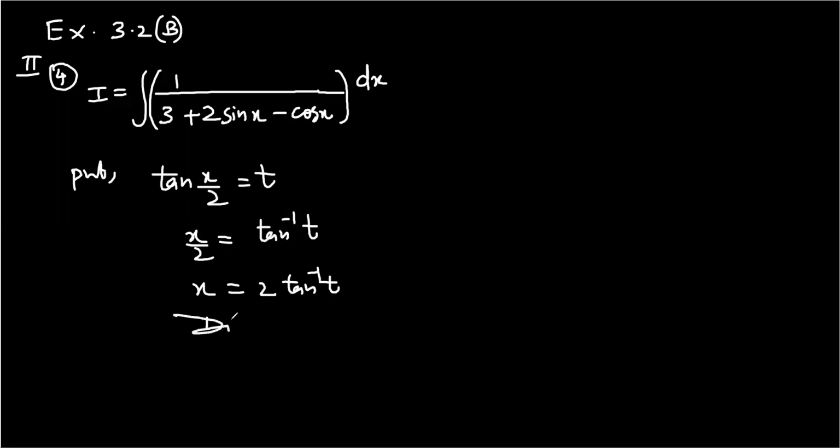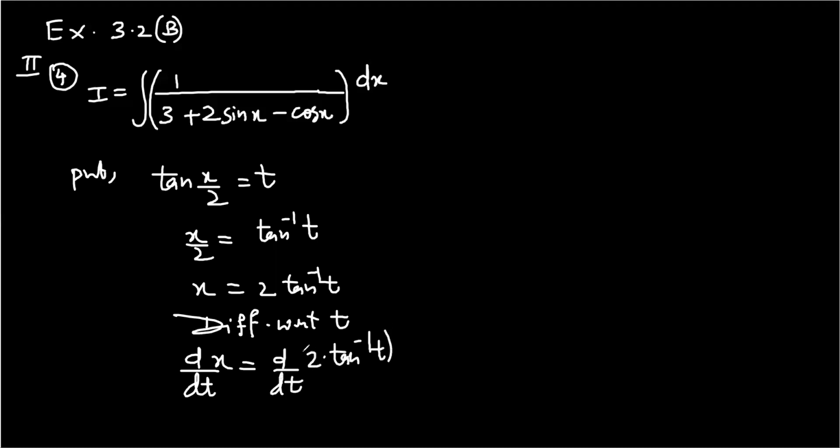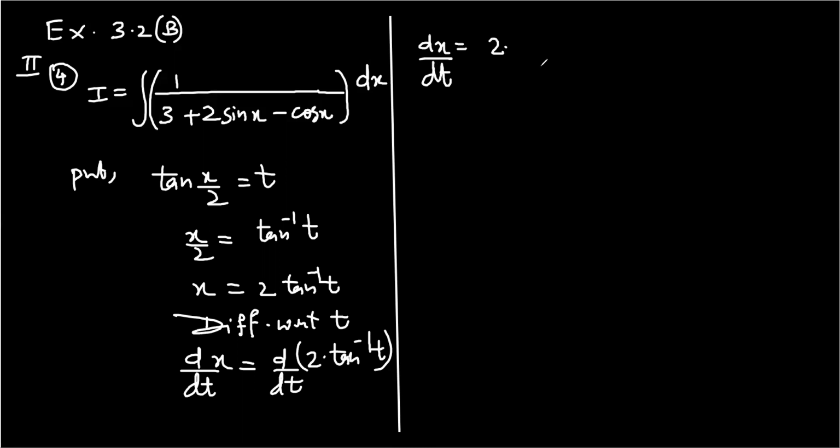Then I differentiate with respect to t, and I get d by dt of x equals to d by dt of 2 times tan inverse t. This gets me here dx by dt equals to, 2 is a constant, derivative of tan inverse t with respect to t is 1 over 1 plus t square. So I have dx is equal to 2 dt over 1 plus t square.